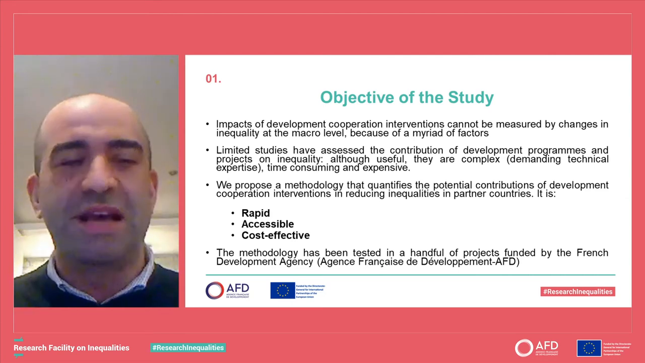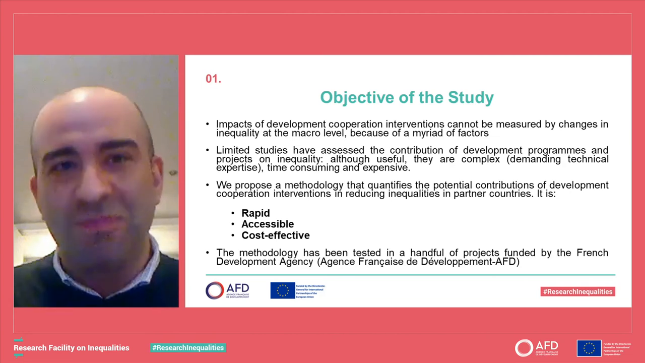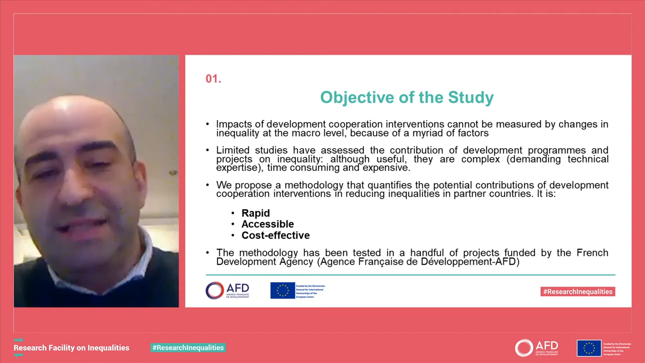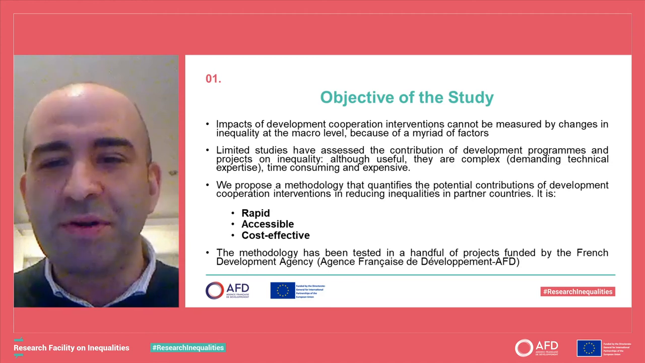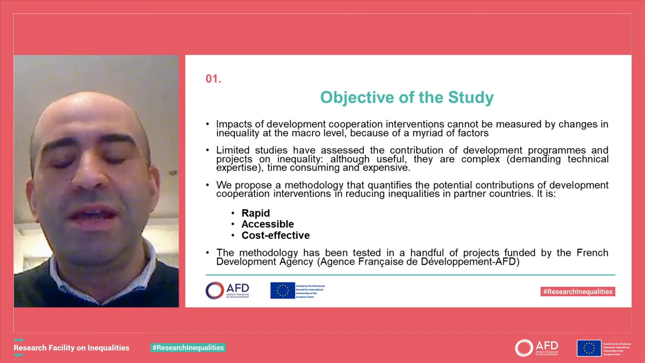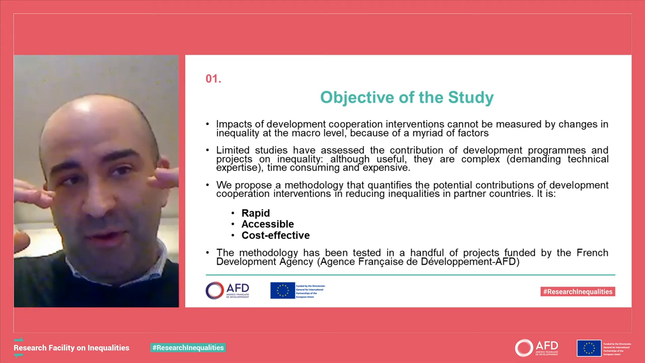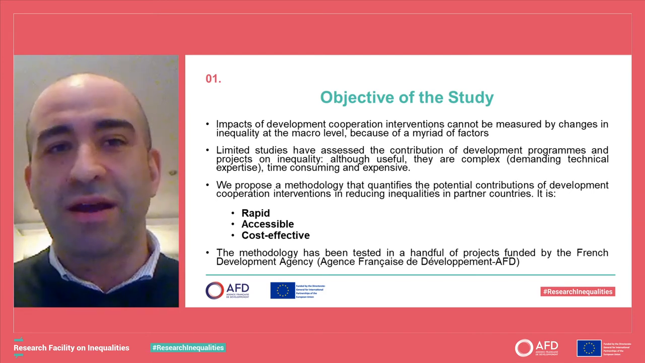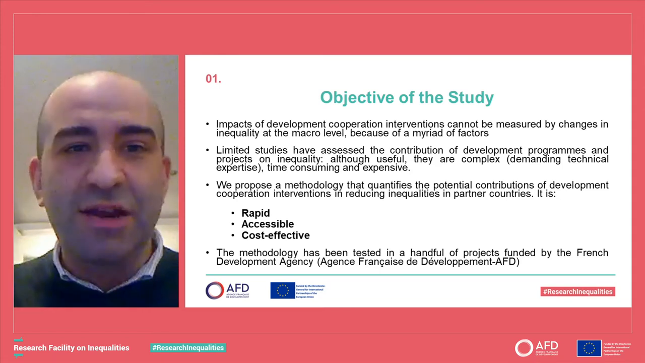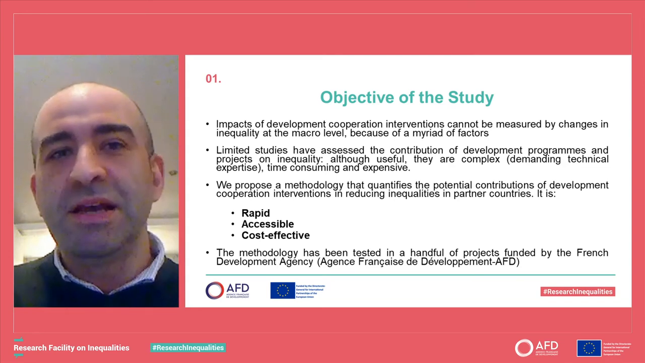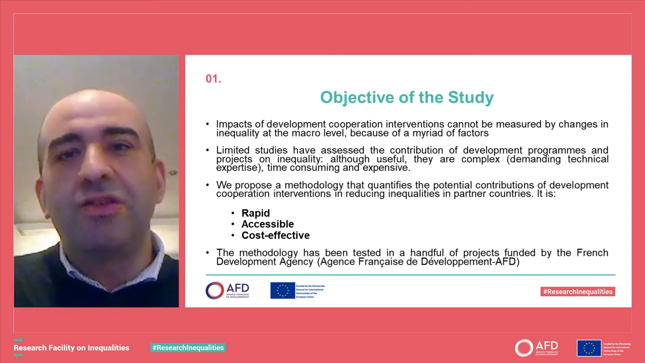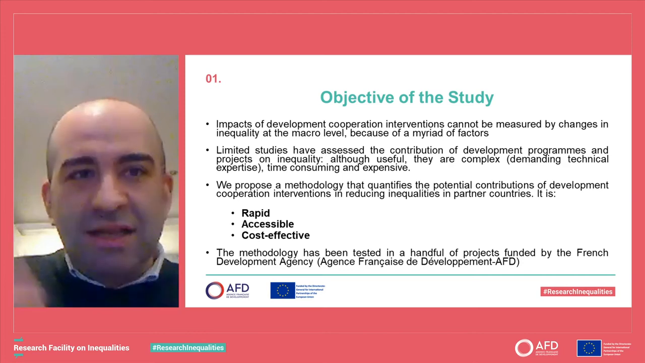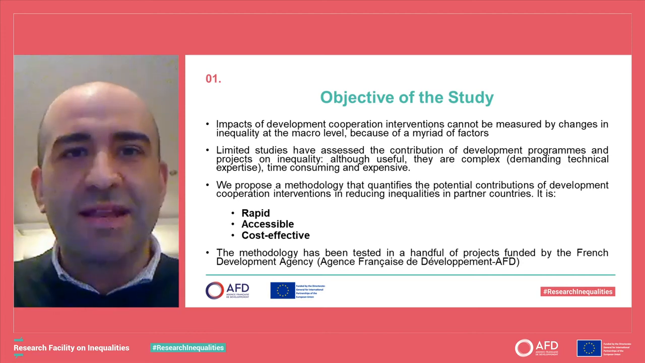So we start from these two assumptions, and we try to do something basically the opposite. We developed a methodology that is rapid, accessible, so it can be used by many people, and cost-effective. We look at the first step of inequalities: as some colleagues said before, to check whether really in the design of the programs, and then of course in the implementation, the beneficiaries of these programs are the ones at the bottom of the income distribution. It's the basic point, because after that you can potentially reduce inequality. So that's the idea that we developed.